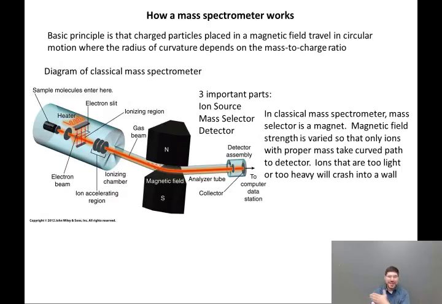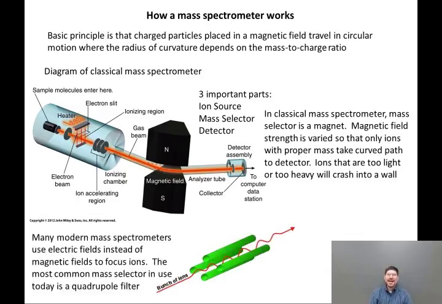They'll either have too big of a radius of curvature, in which case they'll just be going straight ahead instead of making the curve properly and crash into the far wall. Otherwise, they will have too small of a radius of curvature and crash into the inner wall. That's a classical mass spectrometer.